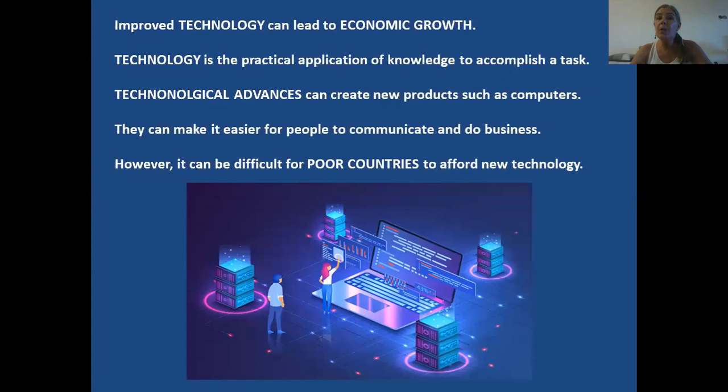Now, improved technology can also lead to economic growth. Technology is the practical application of knowledge to accomplish a task. Technological advances can create new products such as computers. They can make it easier for people to communicate and do business. And this happens in developed countries. They have more access to technology because technology is expensive. However, it can be difficult for poor countries to afford new technology.